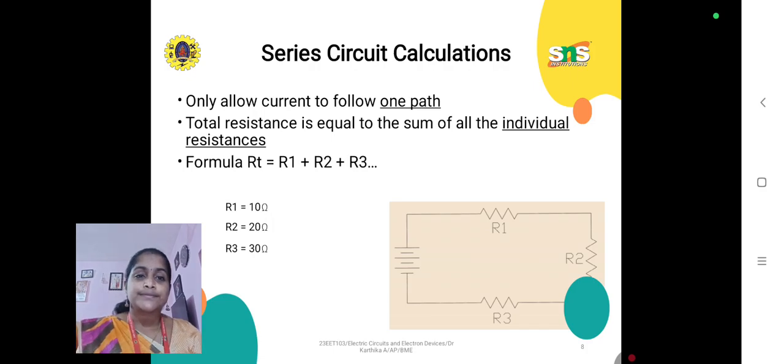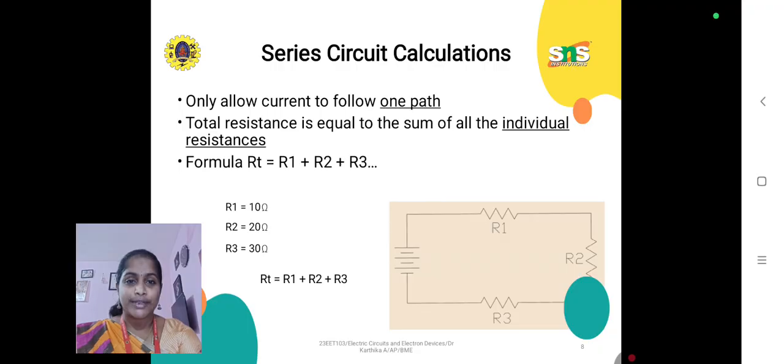See, in series circuit calculations, the current flows through only one path. The total resistance is equal to the sum of all the individual resistances. The formula is RT, the total resistance, equal to R1 plus R2 plus R3. Consider R1 is 10 ohm, R2 is 20 ohm, R3 is 30 ohm. See the diagram and you will get RT equal to R1 plus R2 plus R3. Your final answer is 10 plus 20 plus 30, so RT is equal to 60 ohm.